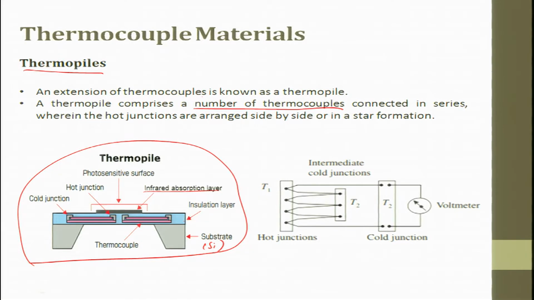They are connected in series wherein the hot junctions are arranged side by side. So, if you put it in a schematic form, this is your hot junction, this is your cold junction, you have T1 in the hot junction. T2 is here, so it is all attached, and then they have a T2 cold junction here, and basically you try to measure the EMF and it is displayed in terms of voltage.